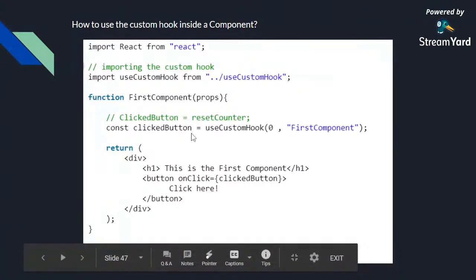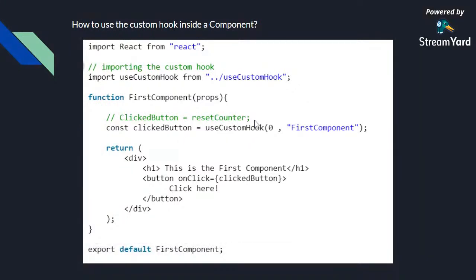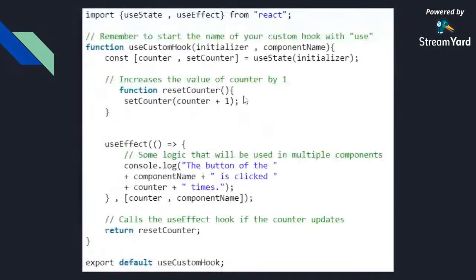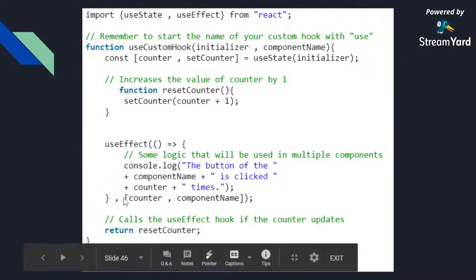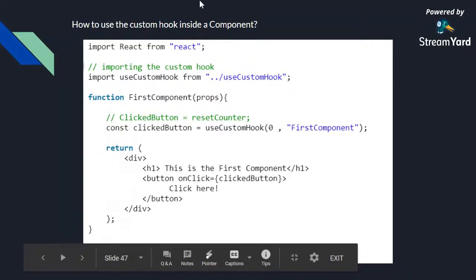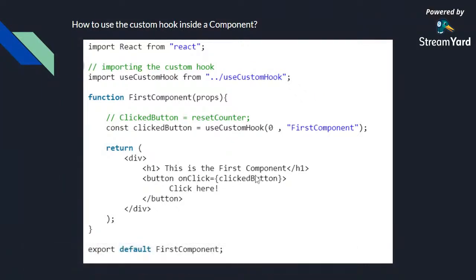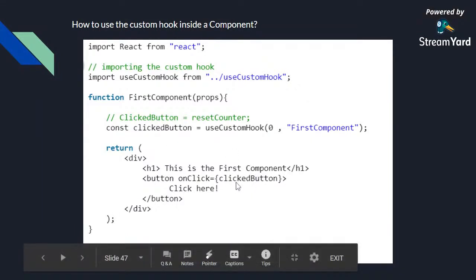We are creating a constant called clickButton, and we're using the custom hook. We are passing the initializer value. We are passing the component name that we are using. As I showed you earlier, the second argument is the component name. We're using it right here, passing that value, and then on button onClick, we are just using this clickButton constant.